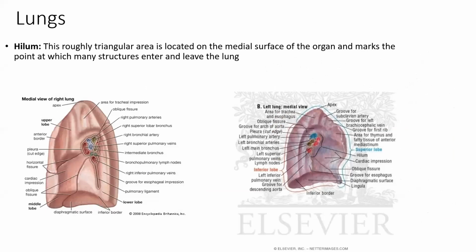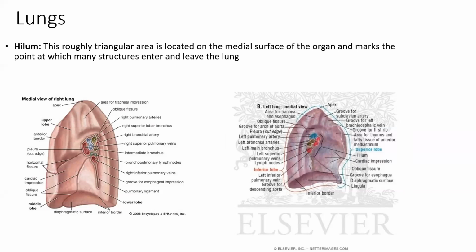Now this is the medial side of the lung, and we're going to talk about a very important structure, which is the hilum of the lung. Another important feature of each lung is the root of the lung, which is called the hilum. This whole thing is called the hilum, and it is a roughly triangular area located on the medial surface of the organs, and they mark the point at which many structures enter and leave the lung.